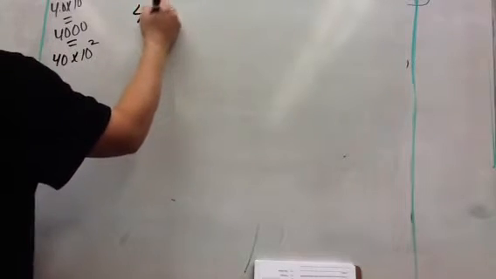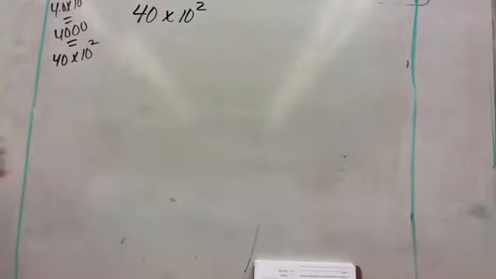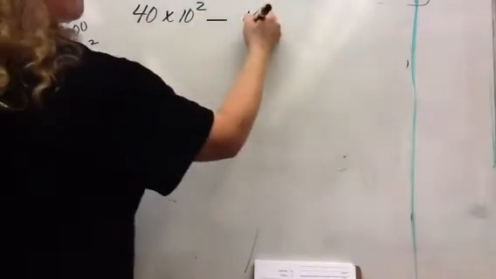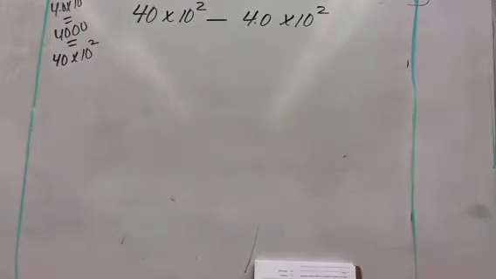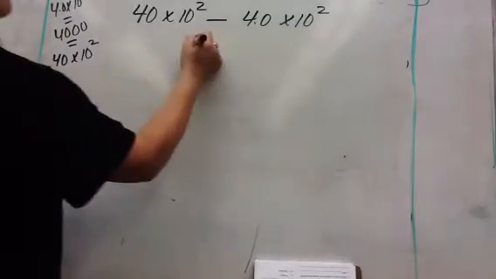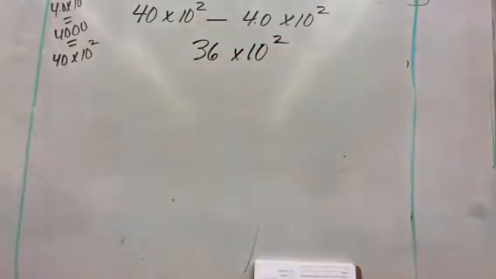So now we have 40 times 10 to the second minus 4.0 times 10 to the second. What do we get? 36 times 10 to the second. We have to put that in correct notation. So we've got the same answer.